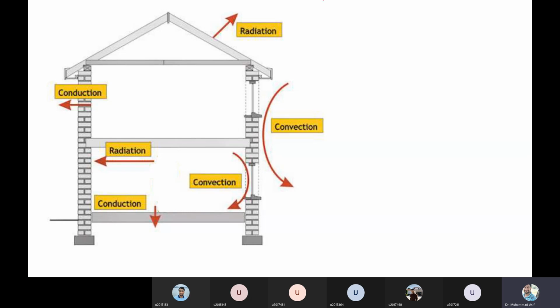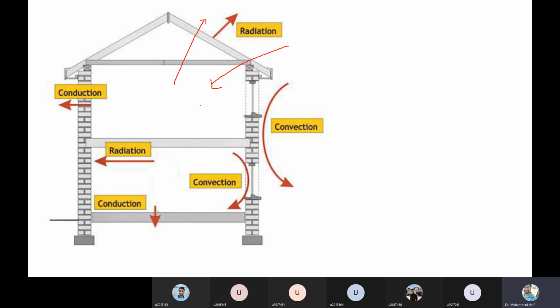the heat may flow from outdoor to indoor or from indoor to outdoor. It depends on the weather condition. The natural flow of the heat is from high temperature to low temperature. Let's assume that the weather is a summer condition, right, summer season, then the outside temperature is higher and the inside is a cooling one. So that means the heat will flow from outside to inside.